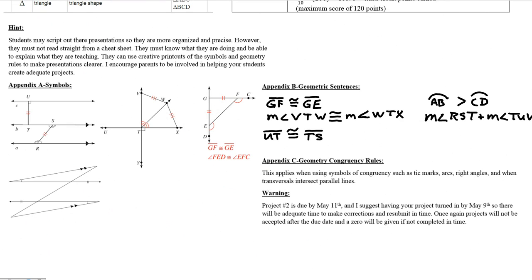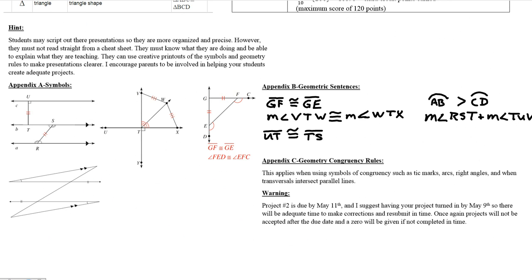Hint, basically, I ask parents to get involved. You can read from a cheat sheet, but things have to be taught. So if I give you any of these examples in the appendix or on a video or whatever, you cannot use my pictures. The students have to create their own. So they get to be creative with that.